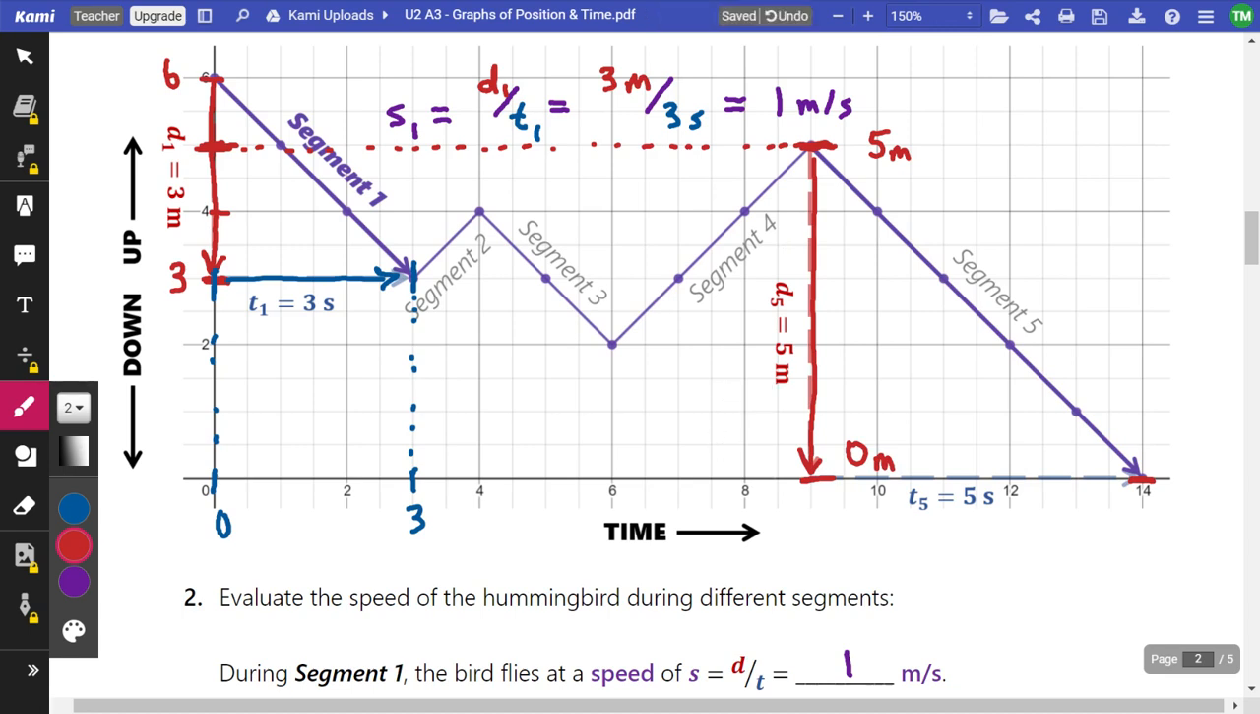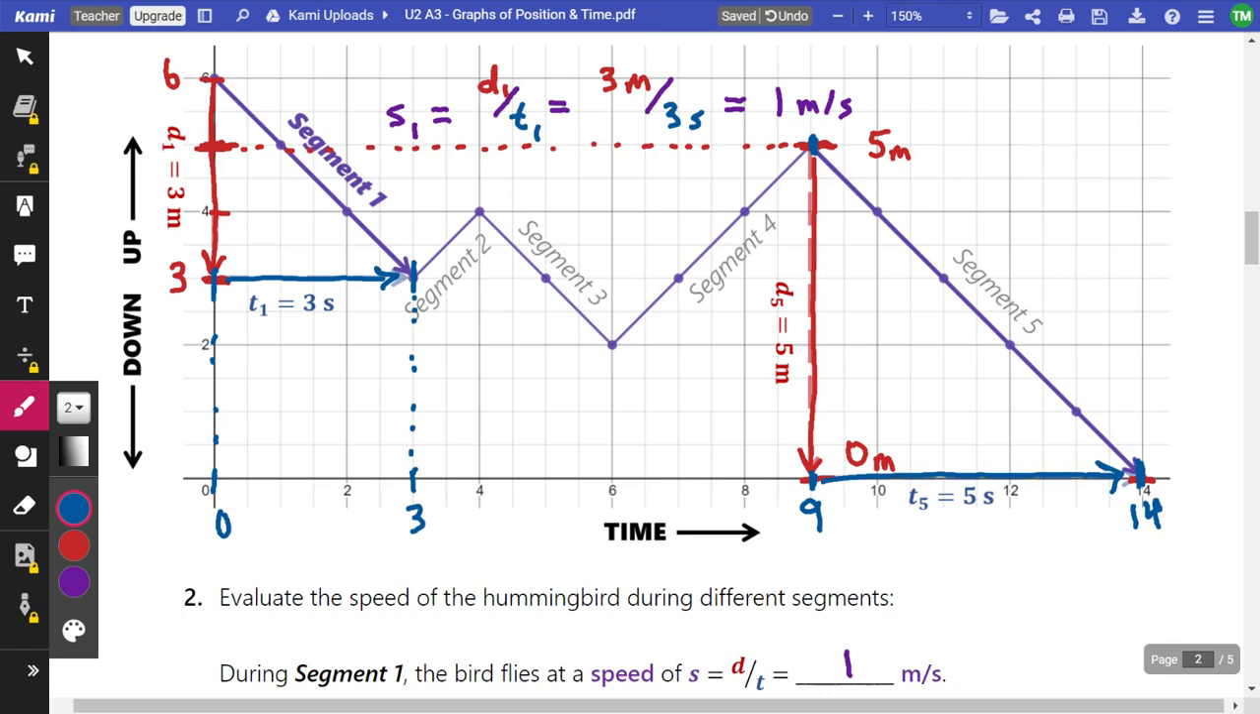Which is why we have this D5 equals 5 meters. Our time of segment 5 starts right there, and you can track that down, and it ends here. So let's see. If our time on this x-axis is in between 8 and 10, this must be 9 seconds. And then this is right on 14. So how much time is in between 9 and 14? That is 5 seconds, which is where we get this 5 seconds from.